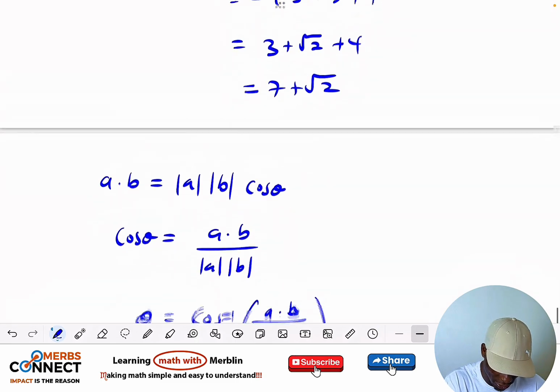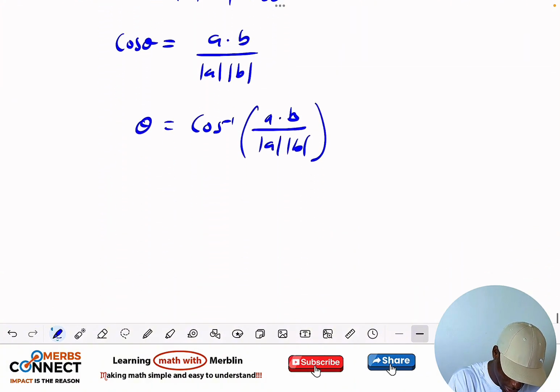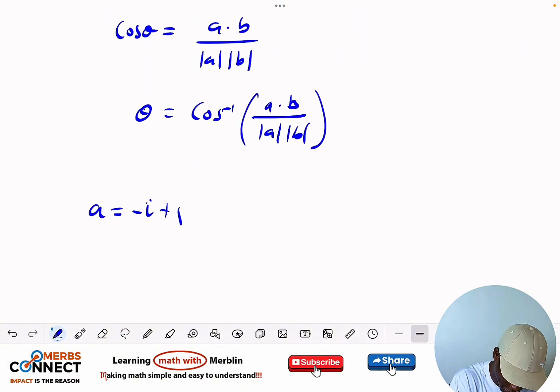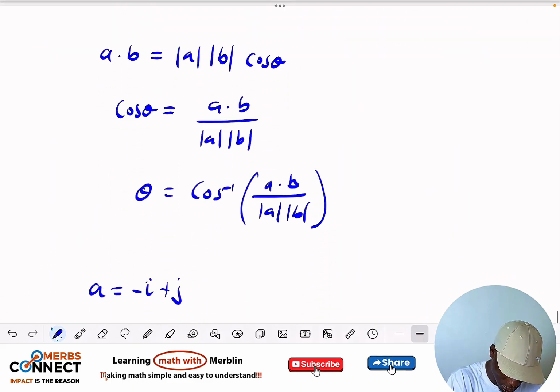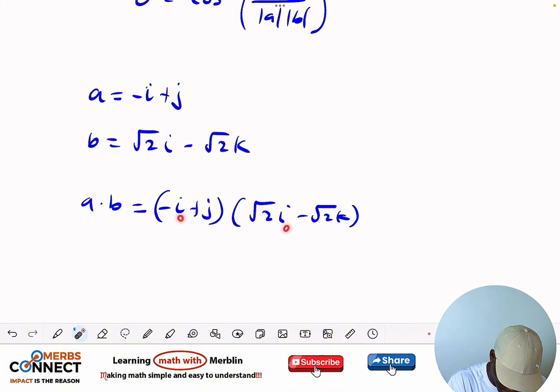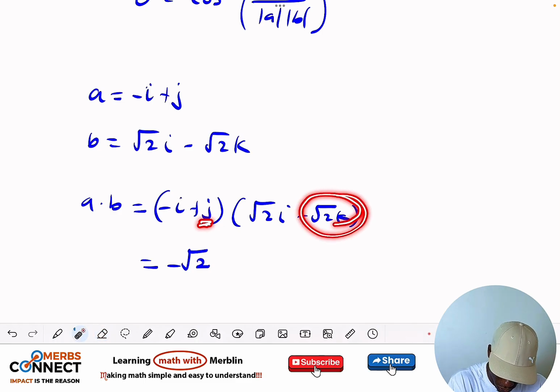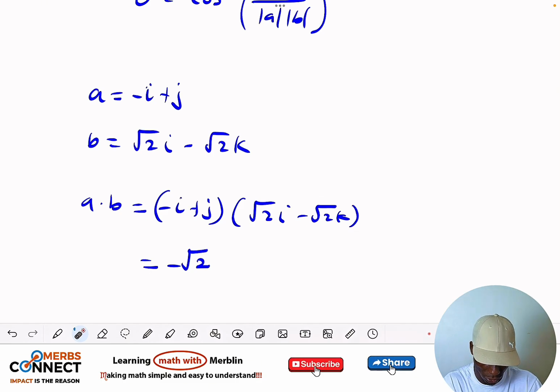So now let's try and figure out A dot B. So we know A to be minus i plus j, and we know B to be equal to square root of 2i minus square root of 2k. Is that right? Yes. So now let's figure out A dot B. So minus i plus j dot square root of 2i minus square root of 2k. So this times this is going to give us minus square root of 2. There is no j here, so it goes to 0. There's no k here, so that one too goes to 0. So the dot is just going to give us that.